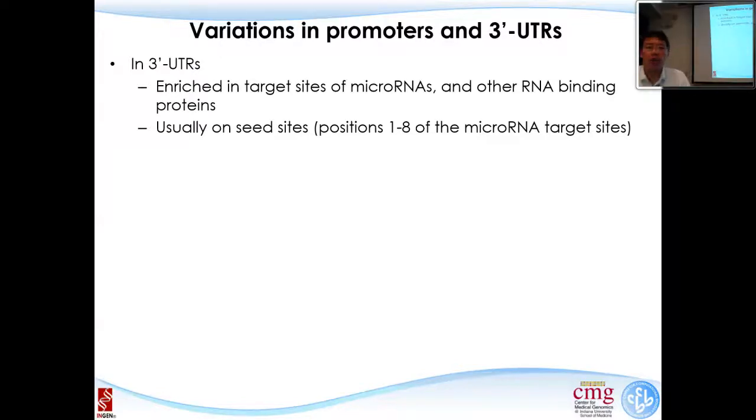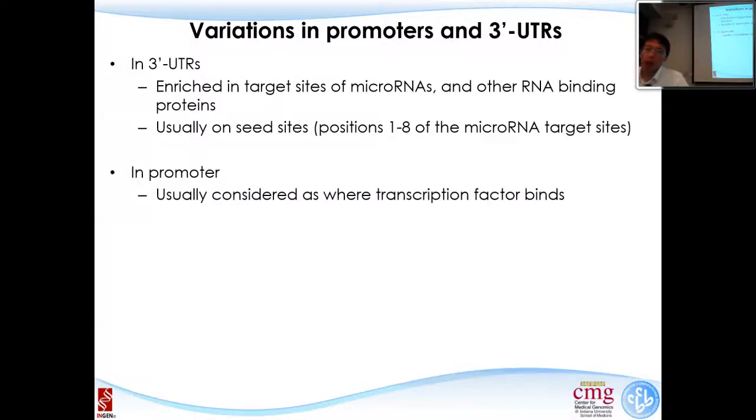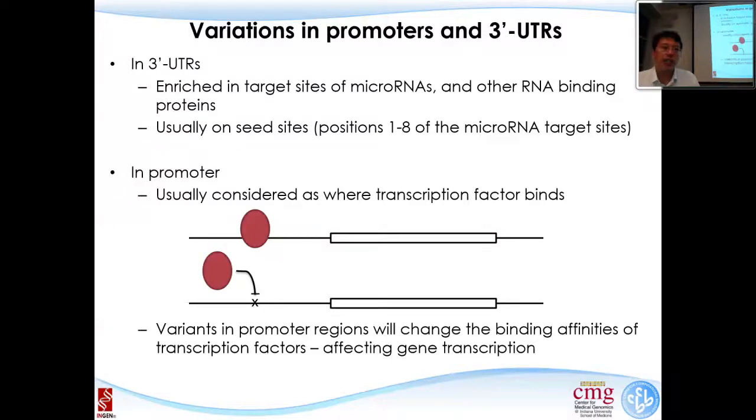There are also SNPs in the 3' UTR regions, and they can impact the microRNA binding sites, especially for the first 8 positions in the microRNA. Those are seed sites. If they are altered, the microRNA targeting will work through a very different mechanism. If they're in the promoter regions, they can be considered as where the transcription factor binds. For example, there are 2 scenarios, and if this SNP causes the transcription factor binding affinity to drop, that will influence the gene expression level for sure.